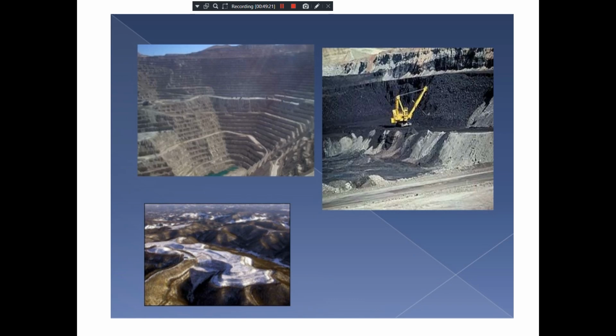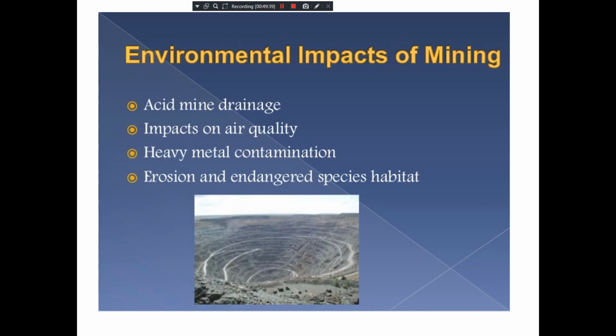See, these are some of the photographs of the mines. See how much we have extracted the minerals. As I have told you, I'm not in a position to say no to this mining. But what are the effects of this mining? The bad effects or negative impact of the mining we should also understand and appreciate.